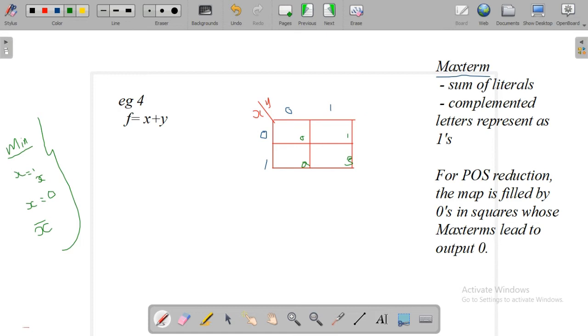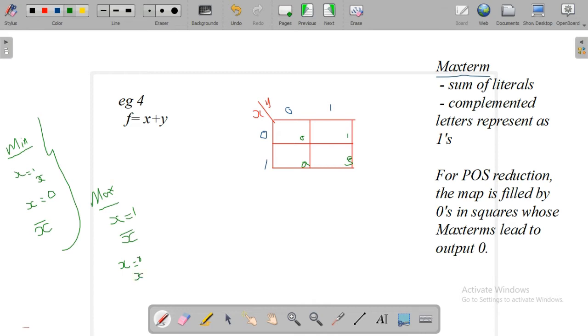The same way, in the case of max term, how do we write it? If x equal to 1, we have to write the complement of that particular x, x dash. In max term, if x equal to 0, it remains as x only, with no other change.